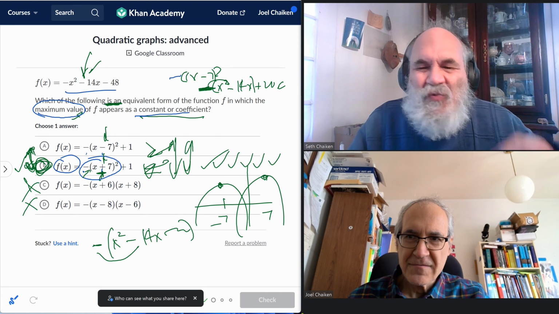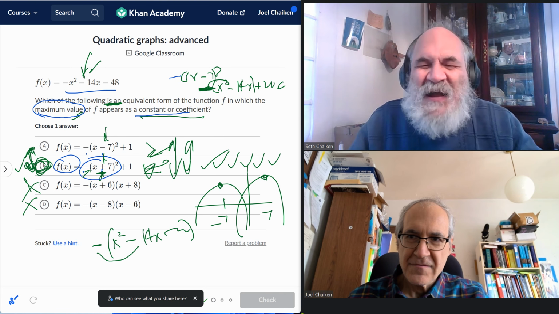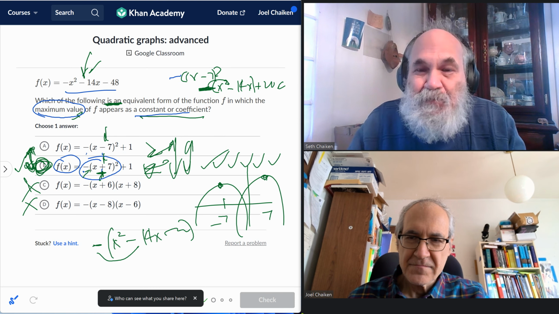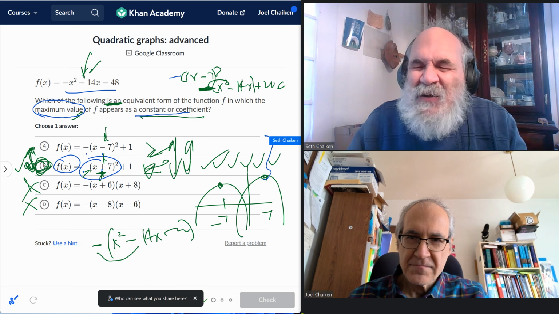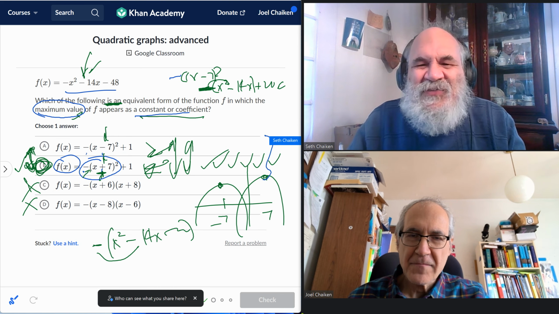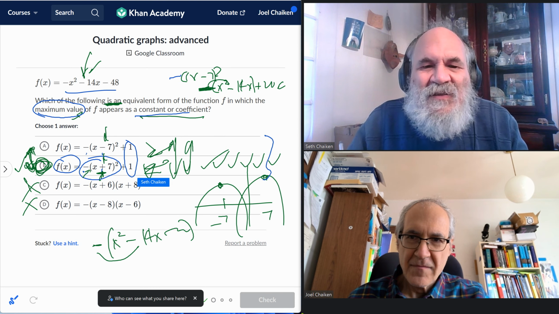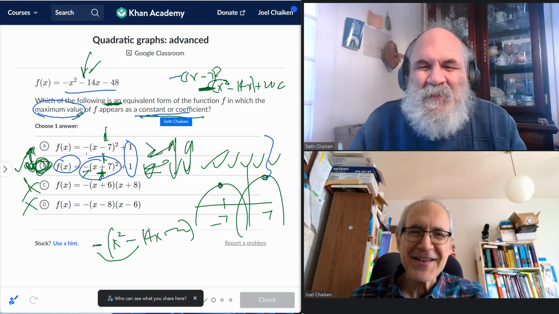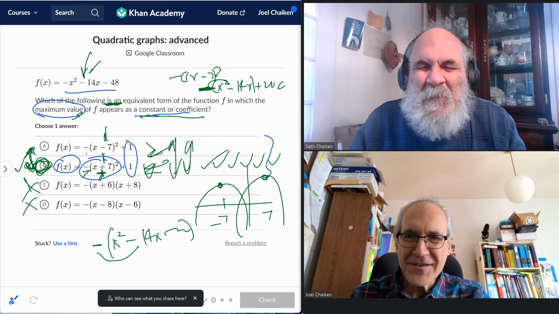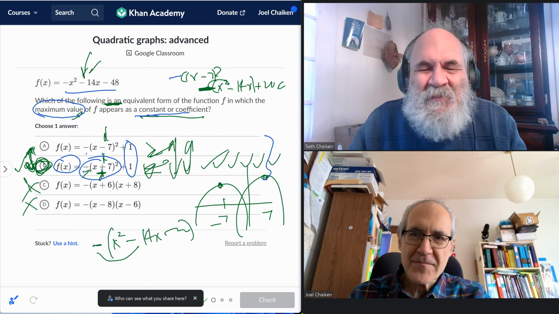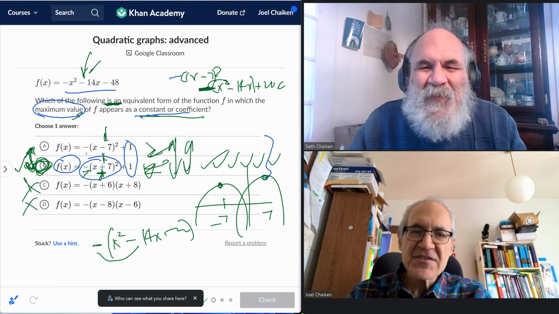Right. And so you actually read it really nicely and narrowed it down right away to these two, because these two are the only ones in which the maximum value appears as a constant. I know. We already said that. Yeah, you said it, but I missed it. So then the question is to distinguish between this one and this one. Right. So again, let's go back.